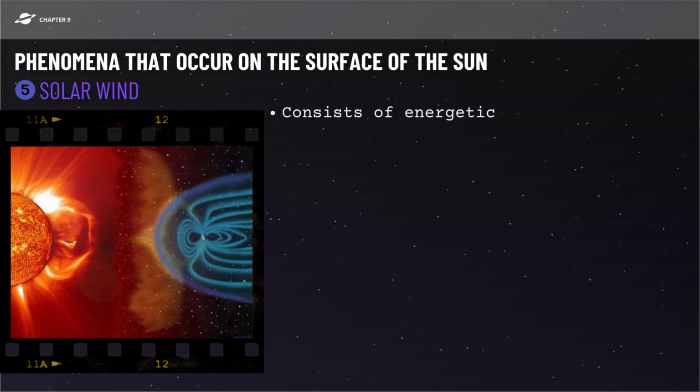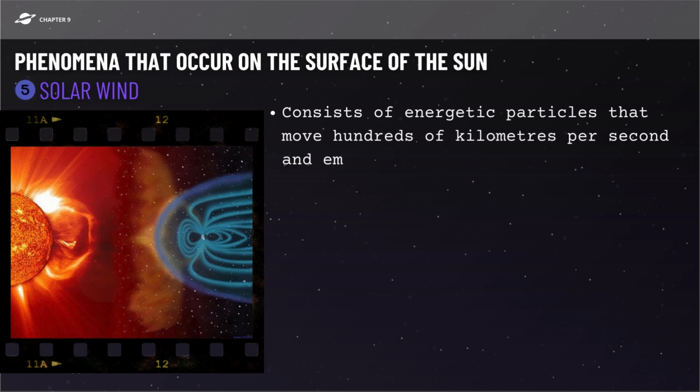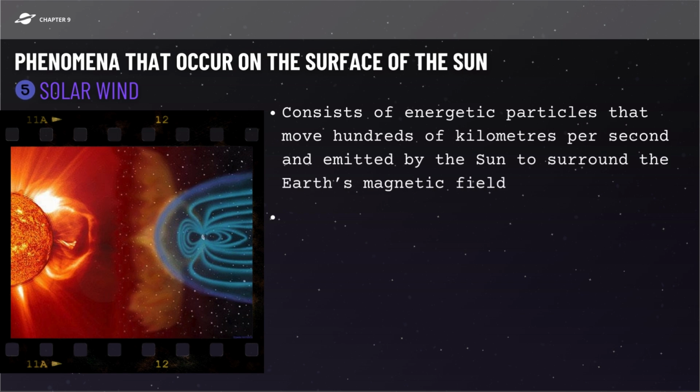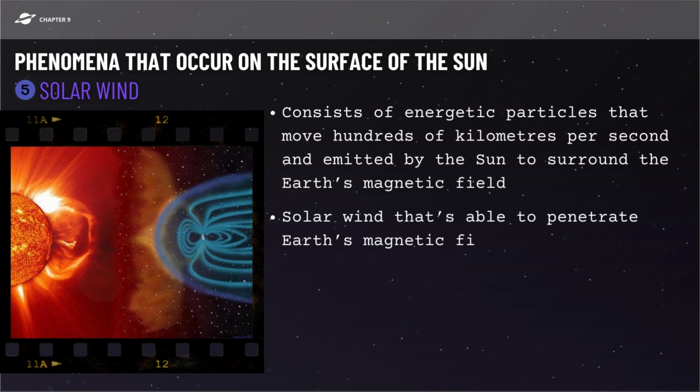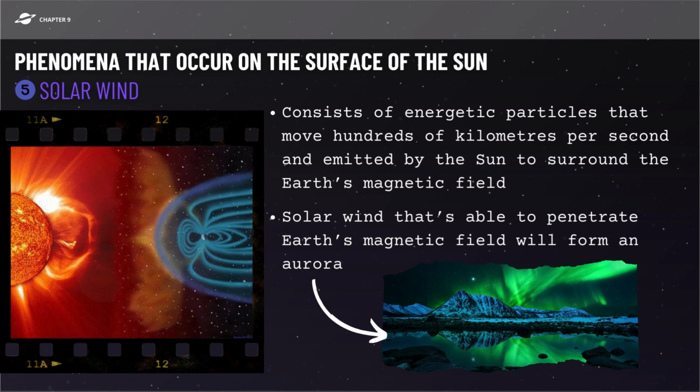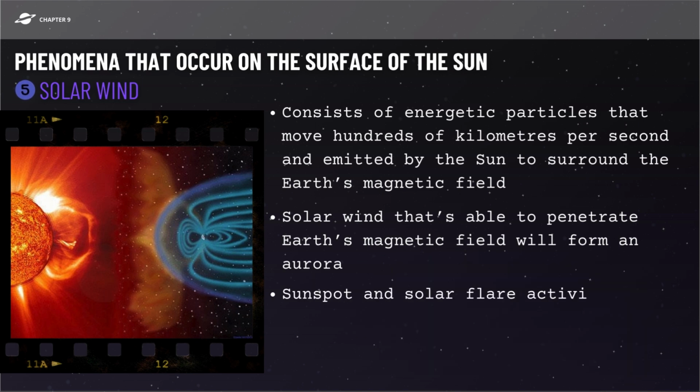Solar wind consists of energetic particles that move hundreds of kilometers per second and are emitted by the Sun to surround the Earth's magnetic field. Solar wind that's able to penetrate Earth's magnetic field will form an aurora. Sunspot and solar flare activities increase the strength of the solar wind.